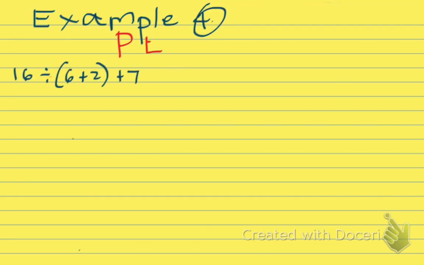Let's look at 16 divided by, inside the parentheses, 6 plus 2, and plus 7. So I always write down the acronym for our guide. So do we have parentheses in this problem? So let's solve first the parentheses. So we have 6 plus 2 equals 8. Let's look for the exponent. Do we have exponents? No, we don't. So let's see if we have multiplication or division. So we have division. So 16 divided by 8. So the answer to our parentheses equals 8.